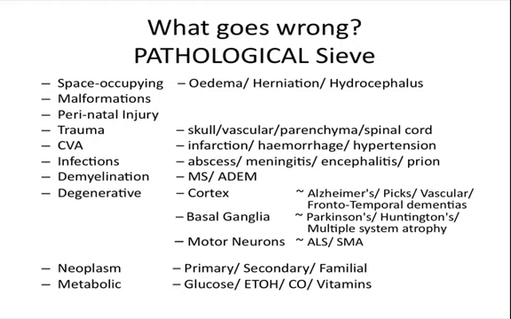Degenerative, as we've already mentioned, differentiating into cortex, basal ganglia, and motor neuron focus problems. The neoplasms, as we mentioned, being primary, secondary, and familial. And then metabolic, so glucose, alcohol, carbon monoxide, and vitamin deficiencies.